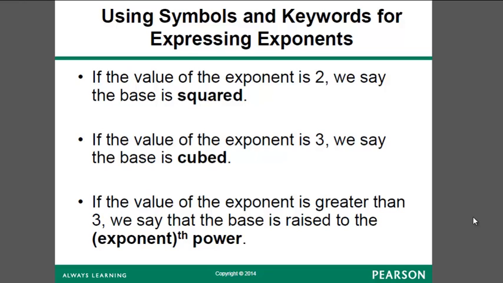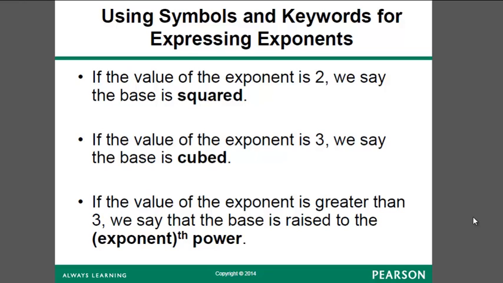We want to notice that some things mean the same thing, and you may have already noticed. If the value of the exponent is 2, I've been saying that it's squared. That's just easier. It's a different way. Anytime you see the word squared, it means I want to multiply it by itself twice. If the exponent is 3, that is the same thing as cubed, 3 times. If the value of the exponent is greater than 3, we say that the base is raised to the exponent power, the 4th power, the 5th power, things like that.